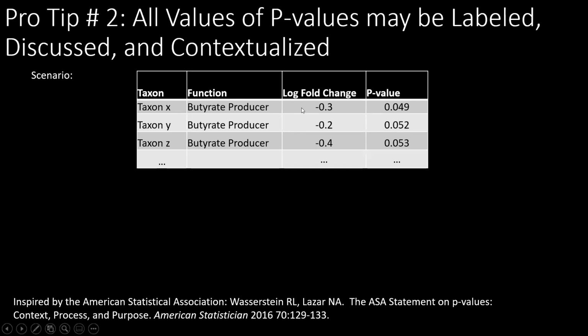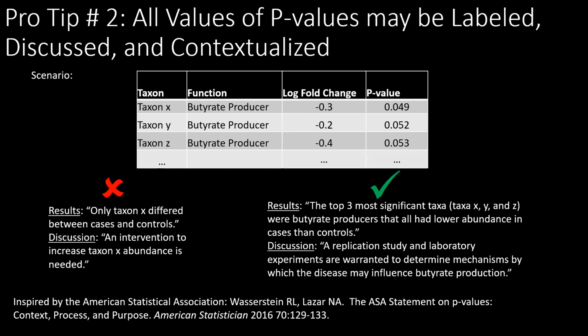So if I was being very dogmatic about that 0.05 threshold, then what I would do is something over on the left, which is to report something like, well, only taxon X differed between cases and controls, and an intervention to increase taxon abundance is needed. In other words, I would just have my blinders on, focusing on that one significant taxon. Whereas if we allow ourselves to look at all of our results, irrespective of whether or not it passes some sort of threshold, that would allow us to better see patterns.